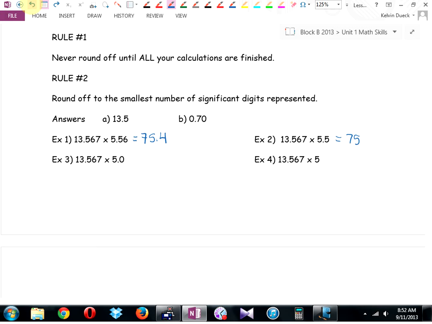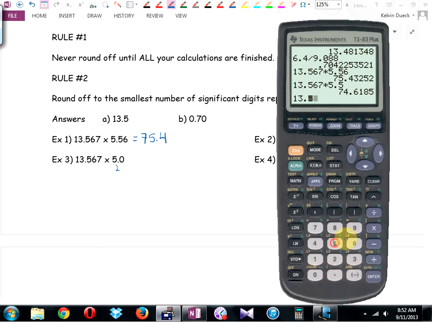Example 3, how many sig figs? This is 2 sig figs. They put that 0 there for a reason. So it's going to be 13.567 times 5.0. I'm going to go to 2 sig figs. 68.